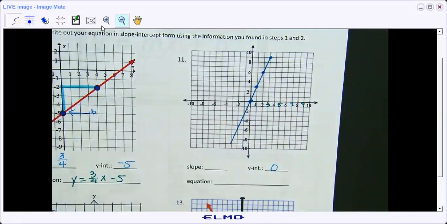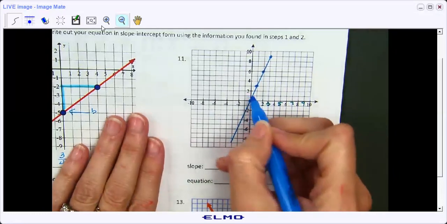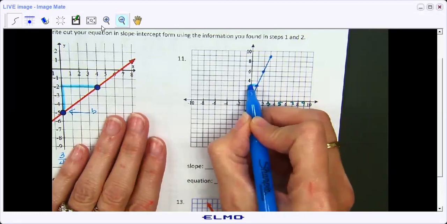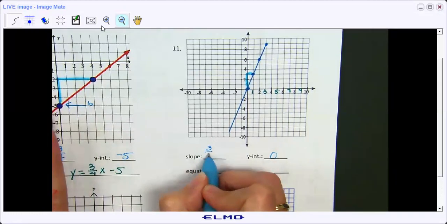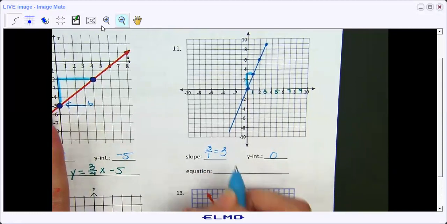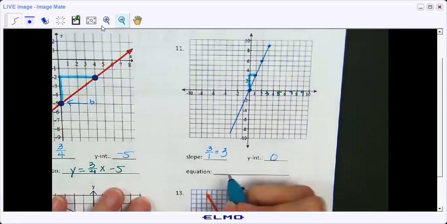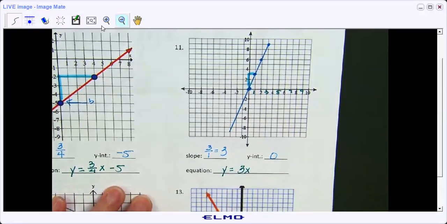But you only need 2 points. So once you find those 2 points, you could use rise over run to find your slope. So here we're rising 1, 2, 3, and we're running 1. So my slope is 3 over 1, or just 3. My equation, y equals 3x. And I could put plus 0, but I'm not going to because you don't have to.